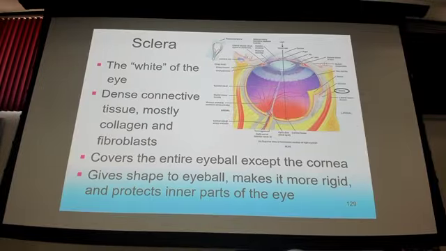If you look at the sclera, the white of the eye, it has a bunch of connective tissue, collagen, fibroblasts. It's connective tissue, and it covers the entire eyeball except the cornea. So it's making it kind of rigid, giving it shape, and that's what we see here. All of this white is your sclera, and then you have your cornea.